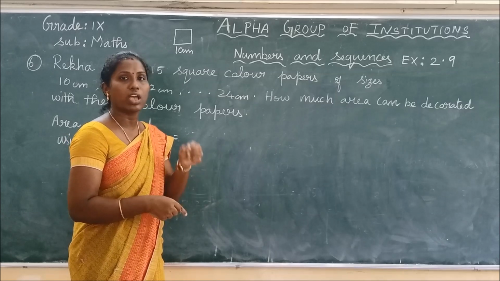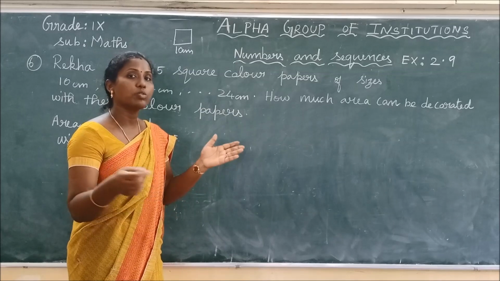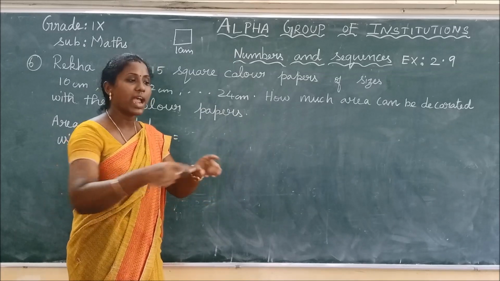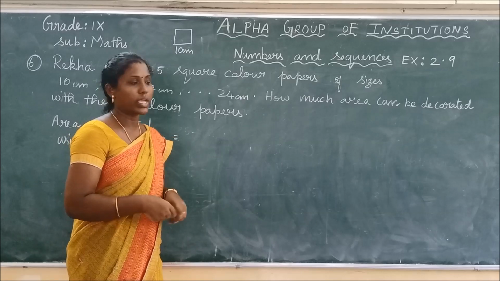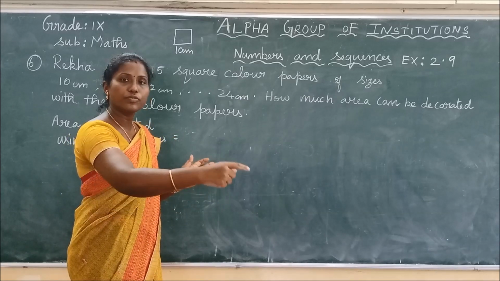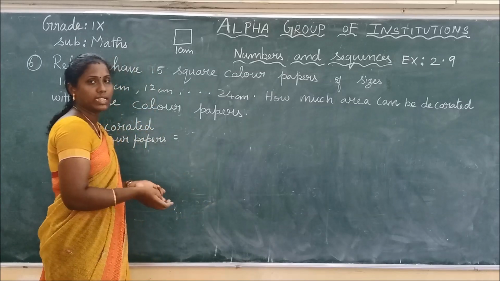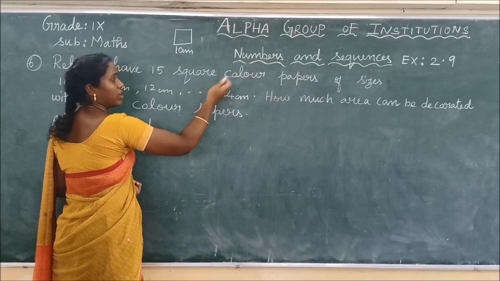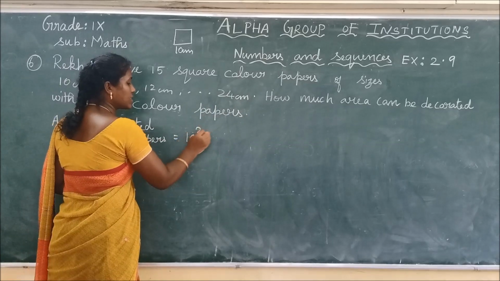But here she is not having only one square paper, she is having 15 square papers. So how to calculate the whole area? We have to add the areas of all the square papers. Just we are going to add all the 15 areas of the colored square papers. Now how to add it? In the form of series, the formula is a square, side into side. So the first side is 10 square.